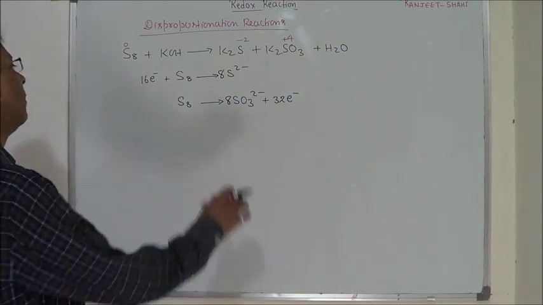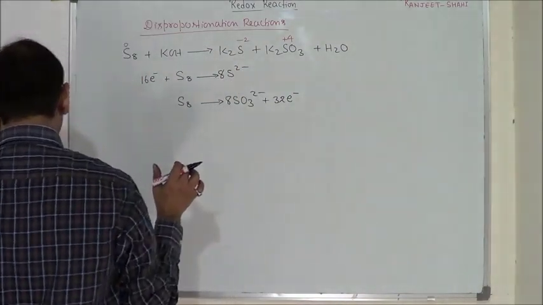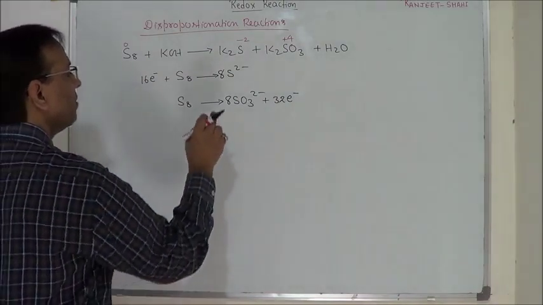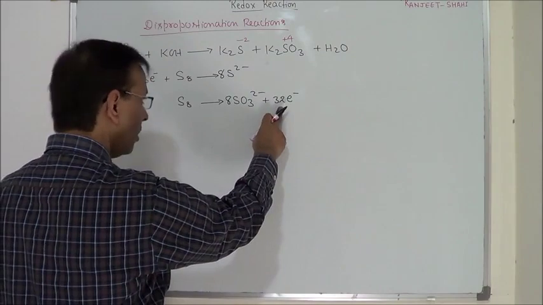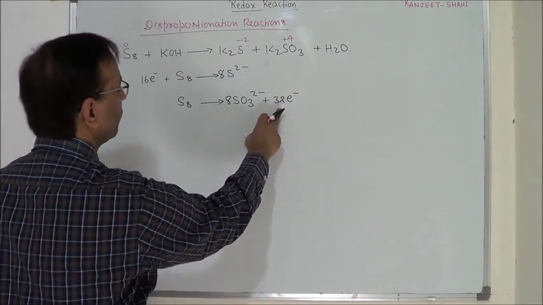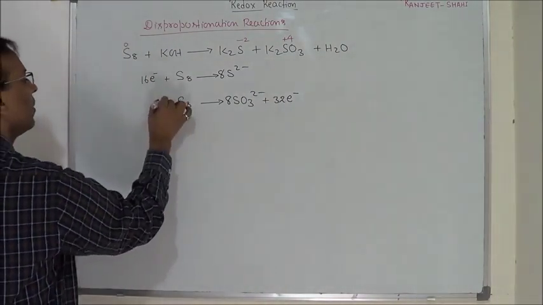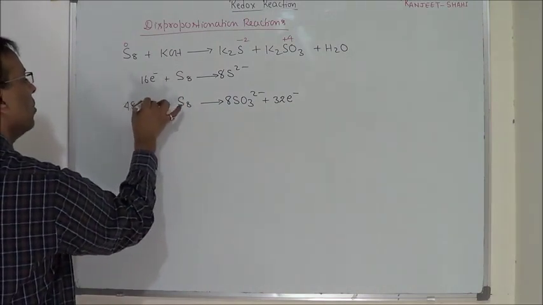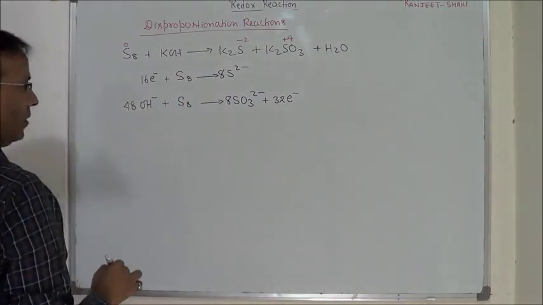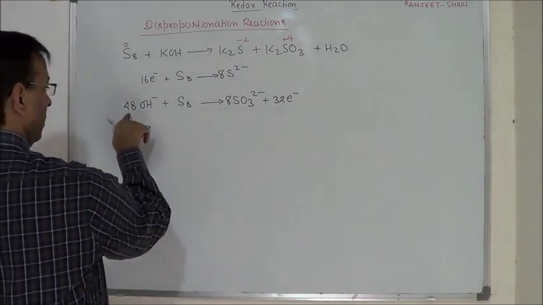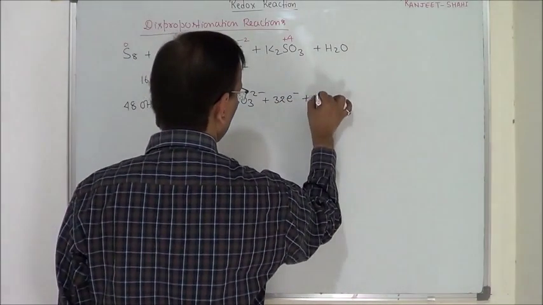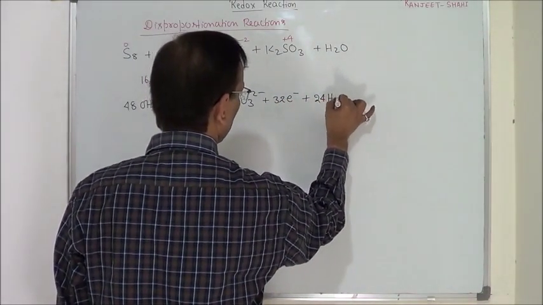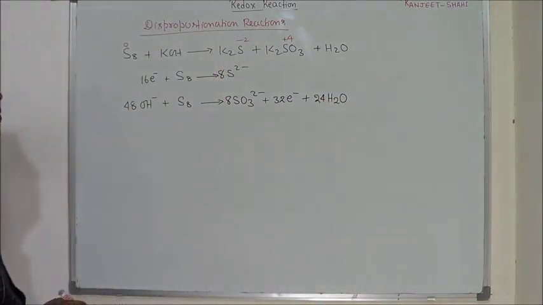Charge balancing: -16, -16, already balanced. Here we have 8 into 2, -16 and -32, -48. So -48 on the left side also, and 48 OH minus. Now oxygen and hydrogen: 48 hydrogen, 24 H2O. Now make the electrons equal and add them.